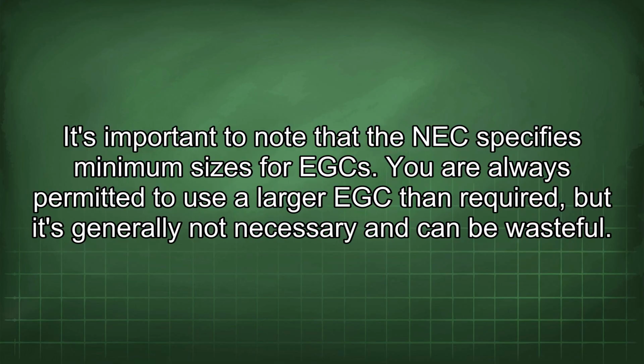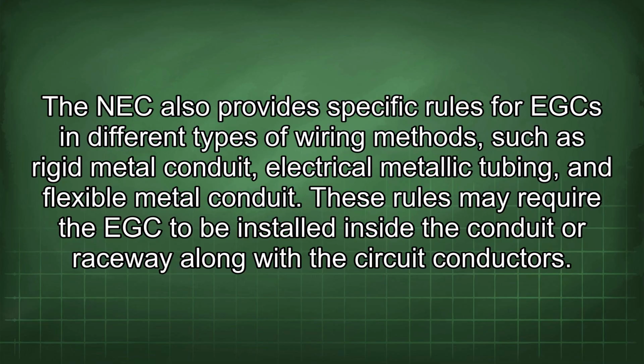It's important to note that the NEC specifies minimum sizes for EGCs. You are always permitted to use a larger EGC than required, but it's generally not necessary and can be wasteful. The NEC also provides specific rules for EGCs in different types of wiring methods, such as rigid metal conduit, electrical metallic tubing, and flexible metal conduit. These rules may require the EGC to be installed inside the conduit or raceway along with the circuit conductors.